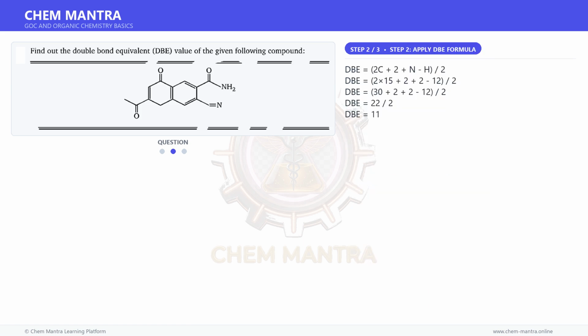Moving on to the next step. DBE equals C plus 1 minus H/2 plus N/2. DBE equals 2 times 15 plus 2 plus 2 minus 12, all over 2. DBE equals 30 plus 2 plus 2 minus 12, all over 2. DBE equals 22 over 2. DBE equals 11.